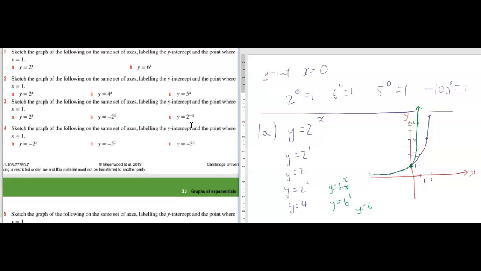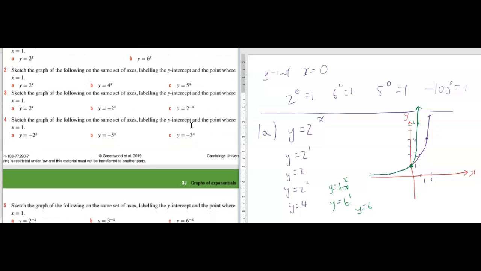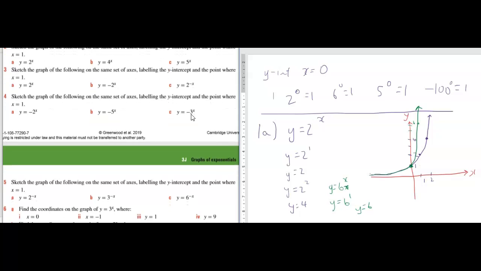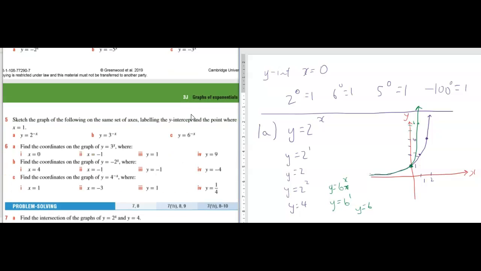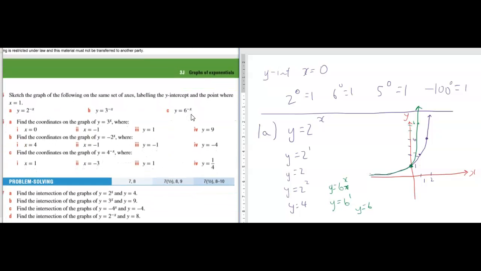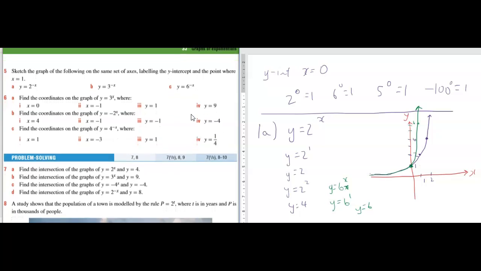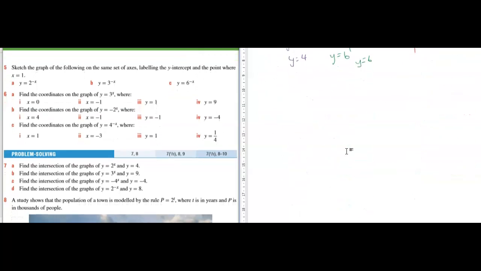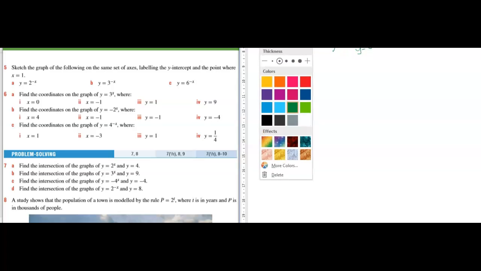Okay, let's move on. So question 2 is quite similar. I think we're just comparing there. Question 3 was kind of done in the theory. So let's scroll on and maybe do question 4. It's pretty much the same thing. We're just dealing with different graphs. So let's have a look at question 5.